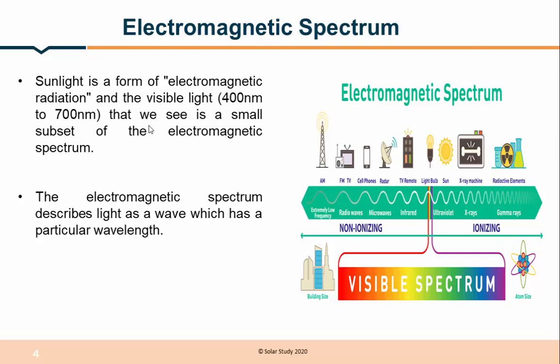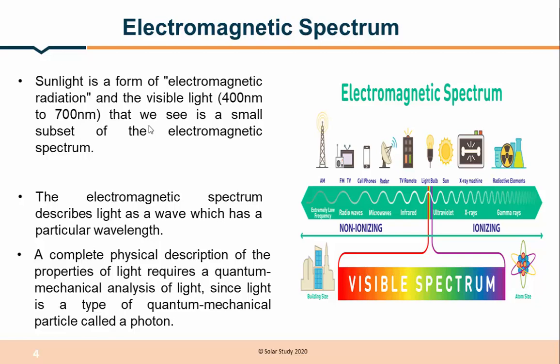The electromagnetic spectrum describes light as a wave which has a particular wavelength. But we also heard in physics that light is a wave as well as a particle. How? Because of the physical description, the properties of sunlight require quantum mechanical analysis. Due to quantum theory, light is a packet of energy that is called a photon.